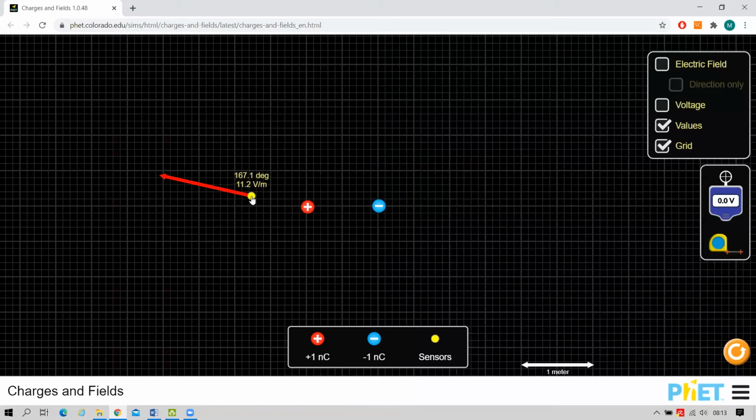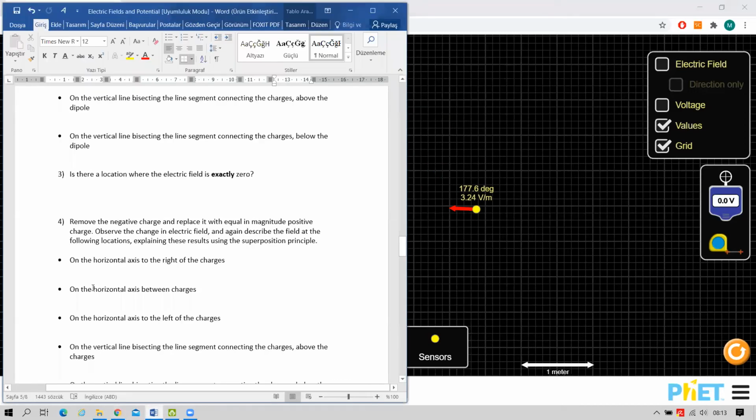If you go to infinity, of course, the electric field will be 0 at infinity because the distance is infinite. But on the screen, near the electric dipole, can you find the location where the electric field is exactly 0? So, you will answer these questions. I'm not going to answer it.